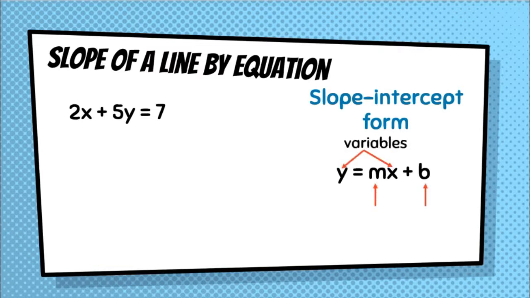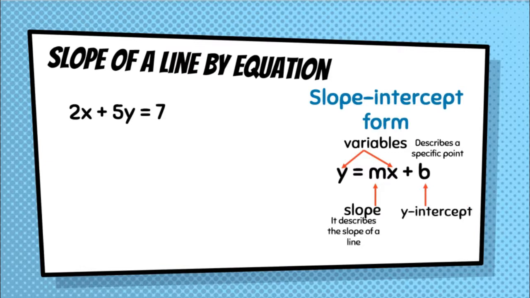These are the variables. They describe a specific point. This is our slope. It describes the slope of a line. And this is the y-intercept. It describes where the line crosses the y-axis. We will now go back to rewriting our given to slope-intercept form.